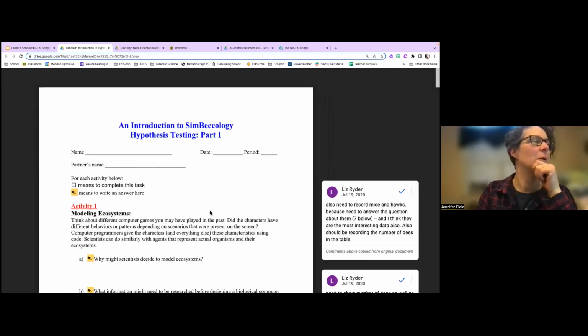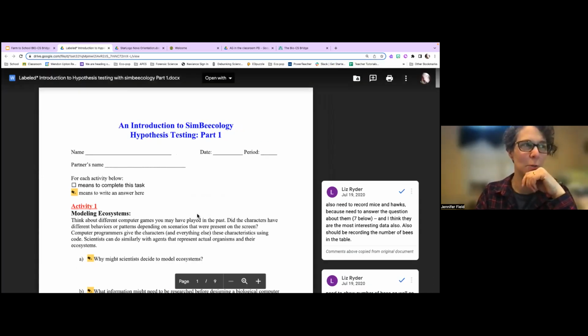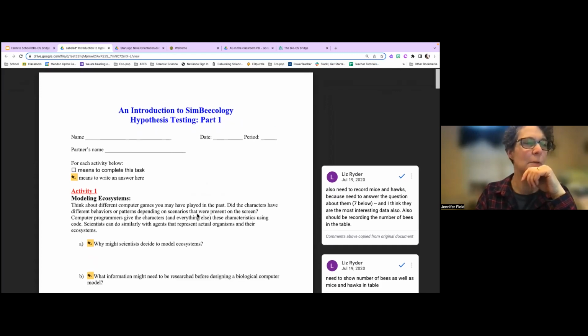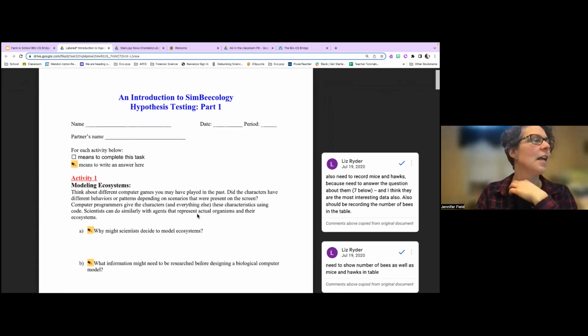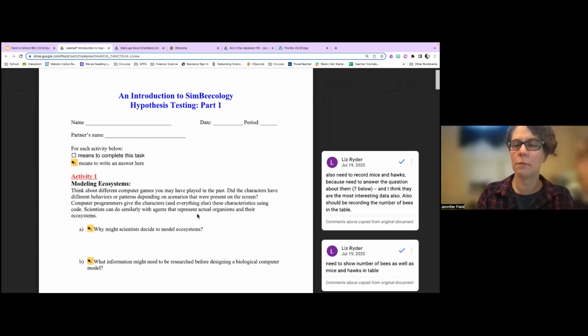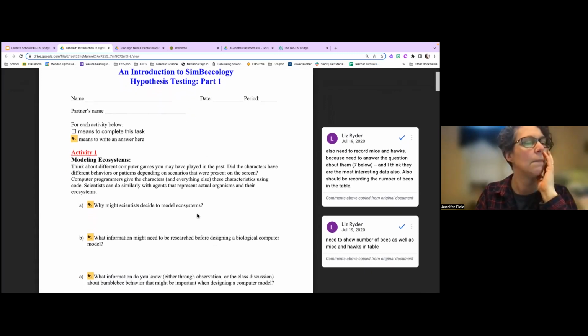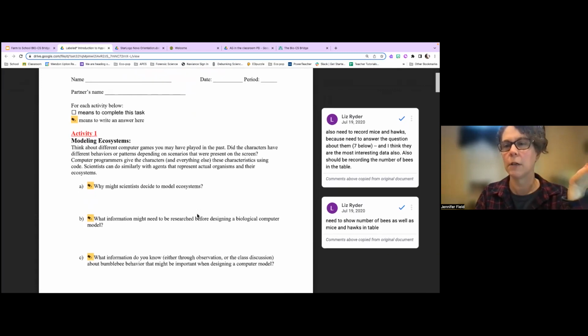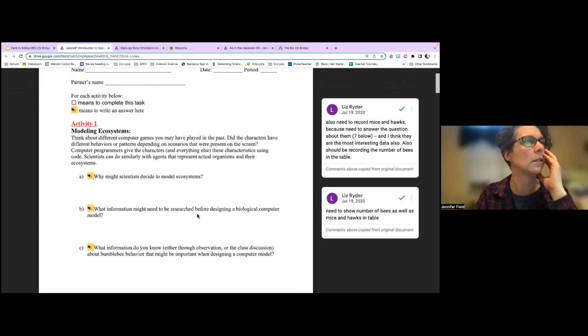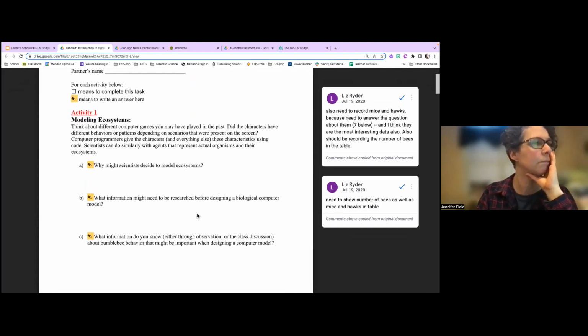Anyway, this is the one that I like to use with my environmental science students. We look at modeling ecosystems and why people would actually want to model an ecosystem. Some of that is because we just can't spend the time in the field that we need to spend in the field, so we might want a simulation to model it.